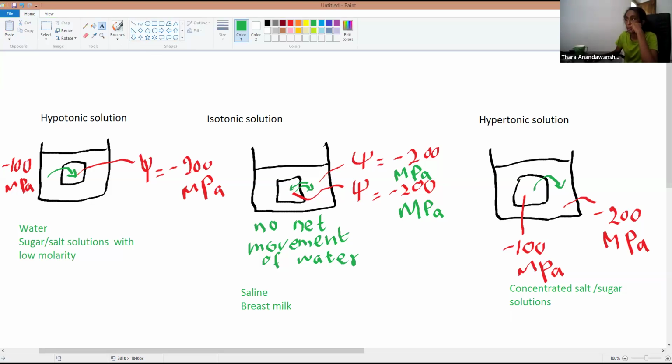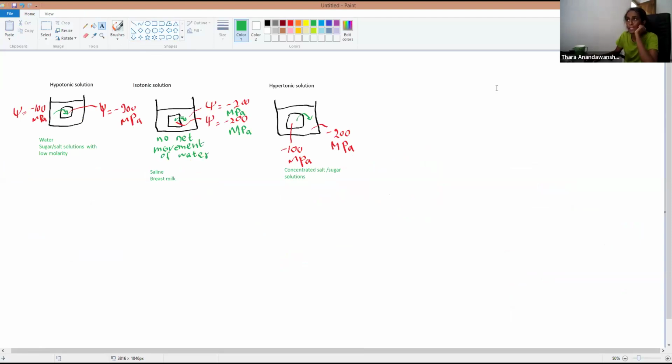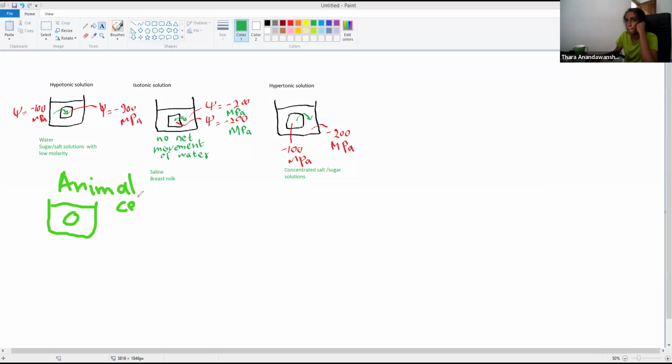Here I'm going to talk about what will happen to a plant cell and an animal cell which is placed in these solutions that I talked about here. Let's say you will be putting an animal cell in a hypotonic solution. What will happen? Think that you're putting a red blood cell. What will be the result?